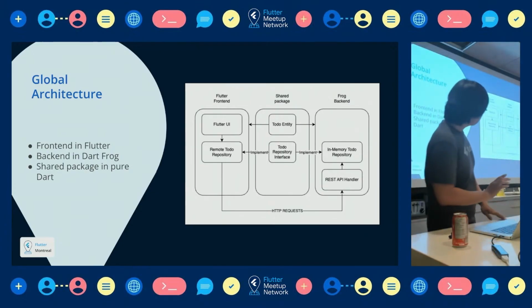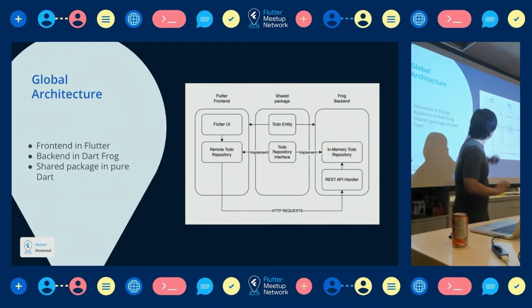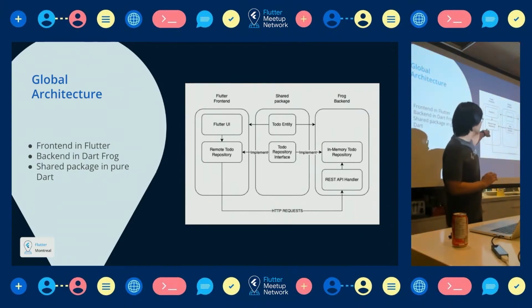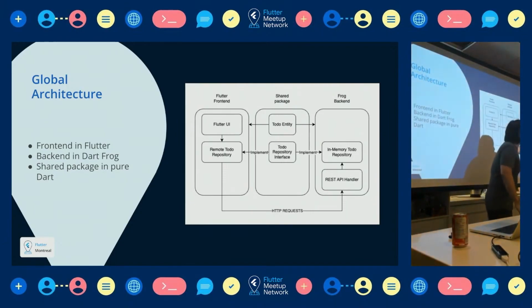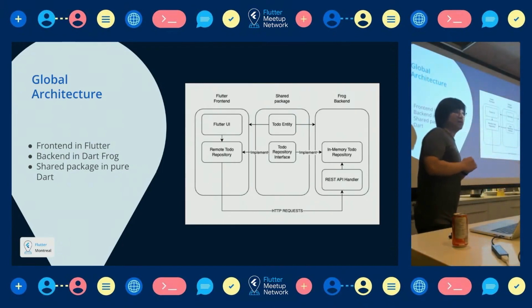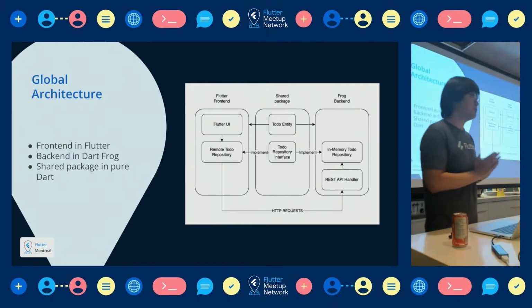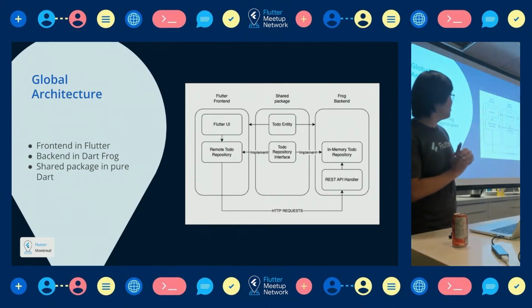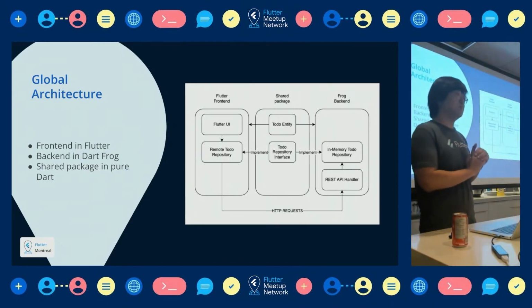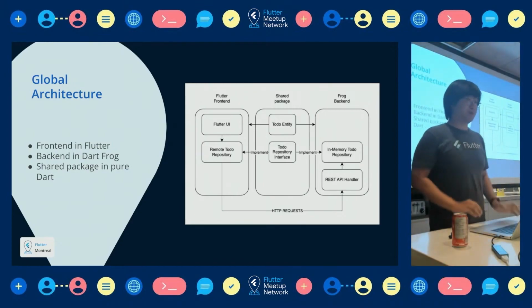Then you can see here the remote to-do repository. This one is actually the REST API client. And the backend is going to have the REST API handler, and this one is going to save the data in memory. I don't use a database just to keep it simple. But if you want to use a database, you can implement your database in the repository instead of the in-memory repository.